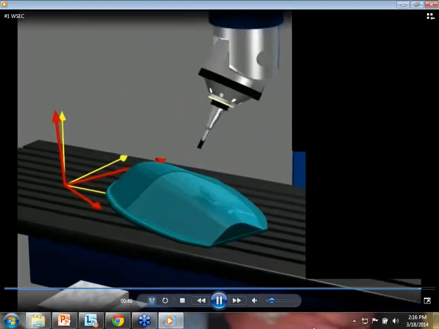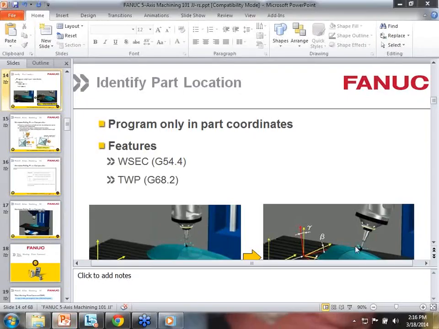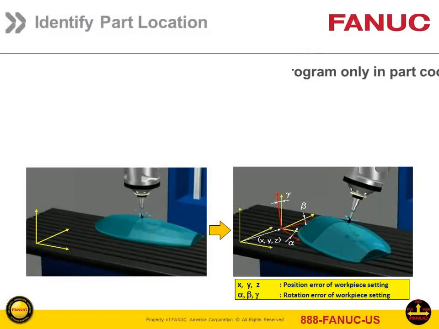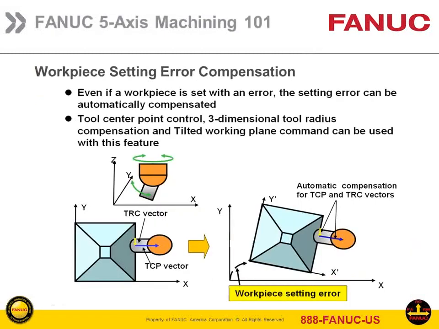All right, so that's the beauty of that. And now if we go back to our PowerPoint presentation, again, it's important that you identify the part location. And then with workpiece setting error compensation, you can use it to offset an error on your workpiece, your work holding. And with it, you can turn on tool center point control, 3-dimensional tool nose radius compensation, and tilted working plane all at the same time. So you can have all those in effect while you're doing this.